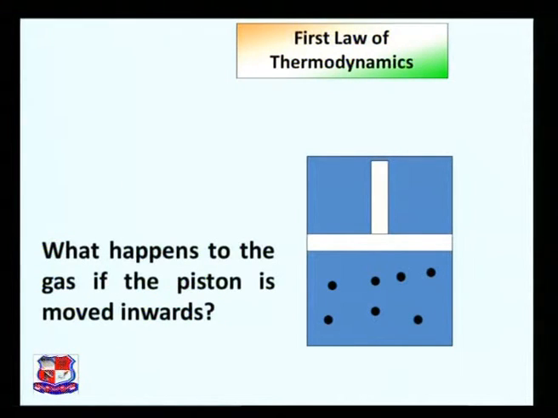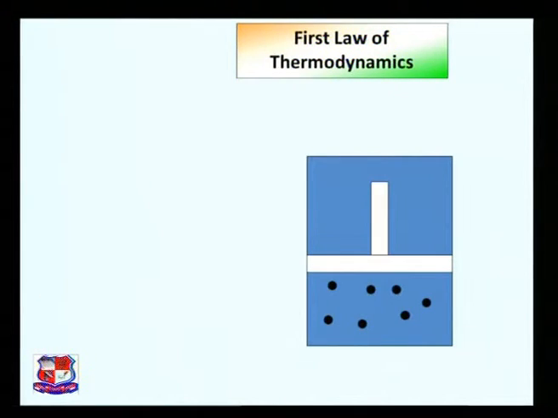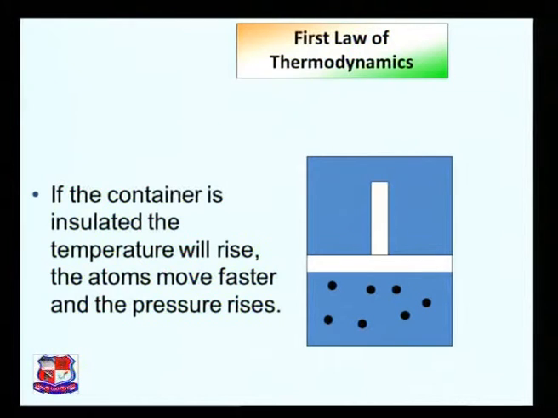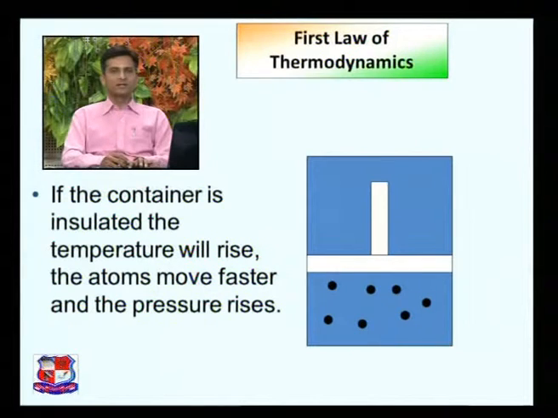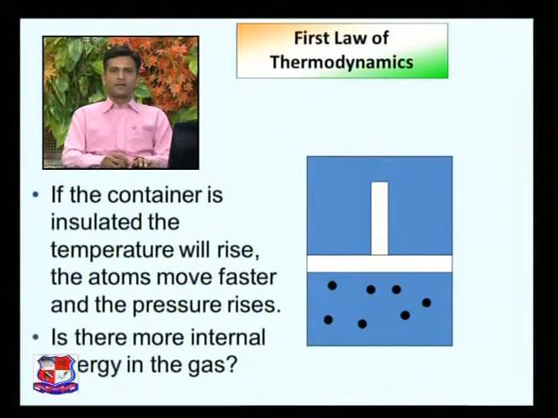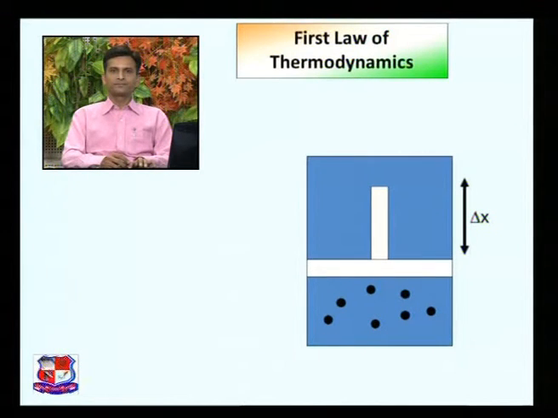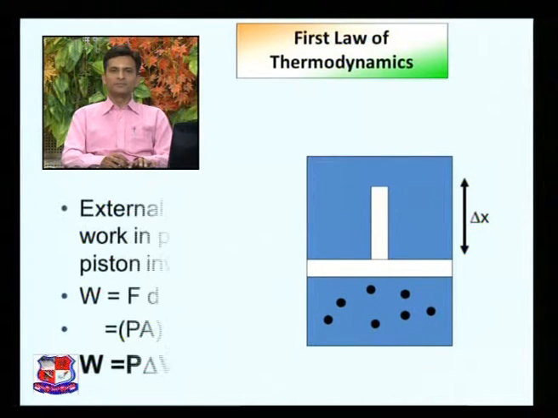What happens to the gas if the piston is moved inward, as shown over here? If the container is insulated, the temperature will rise. If the container is totally insulated, the temperature of the gas will increase, the atoms move faster and the pressure rises. Is there more internal energy in the gas? Can you say the internal energy of the gas increases? See, this is delta X, the movement of the piston.